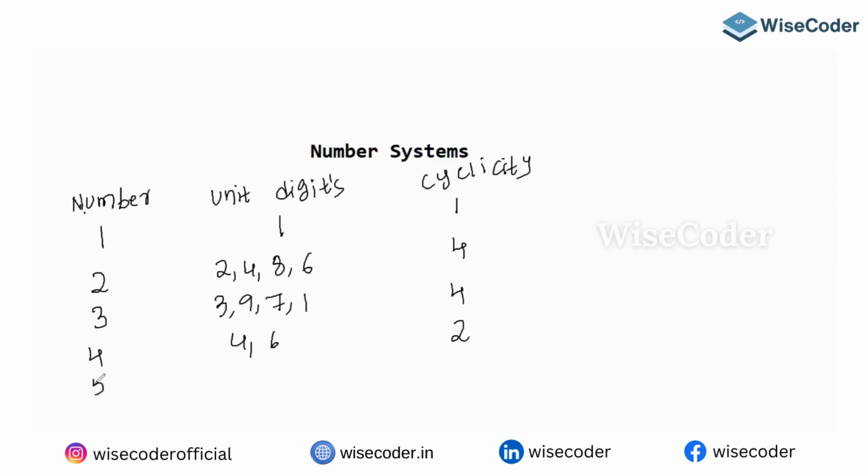Next, 5. 5, cyclicity 1. 6, cyclicity is 1. Okay, we'll write here. Next is 7. So this is the number, then the unit digits and cyclicity. 7 squared means 9. The unit digits are 7, 9, 3, 1.